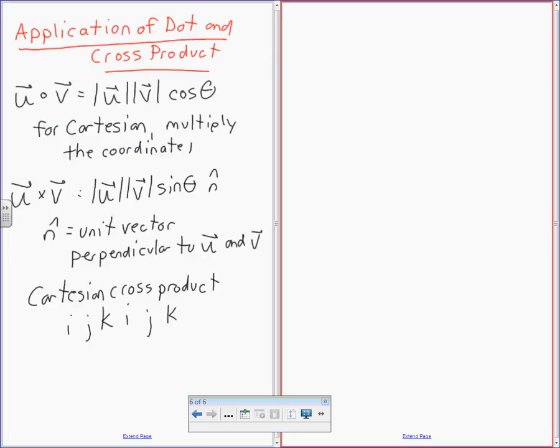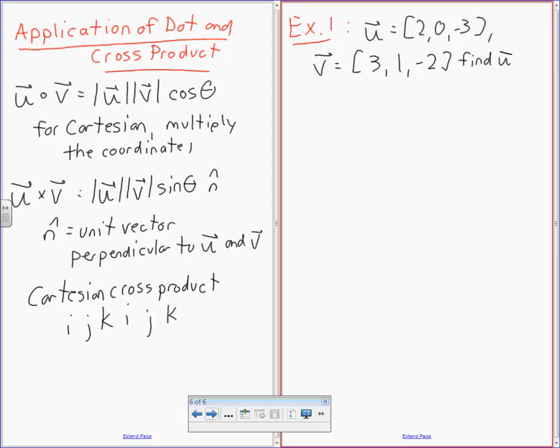Just to make sure that this is back in the front of your brain. Example 1 says vector u is equal to 2, 0, negative 3. Vector v is equal to 3, 1, and negative 2. Find u cross v. Okay, so everyone take the next 3 minutes of your lives and do this one, please.